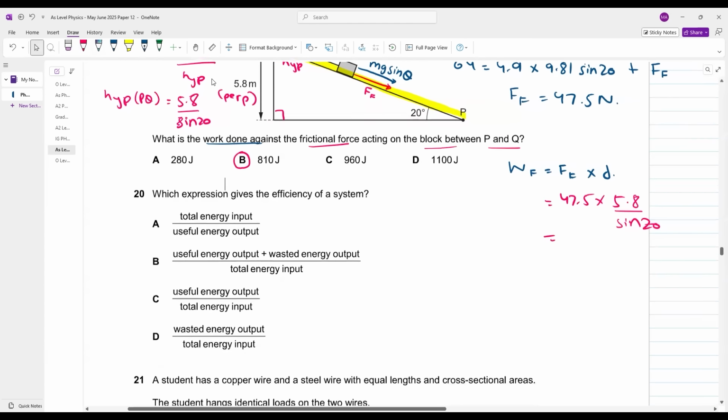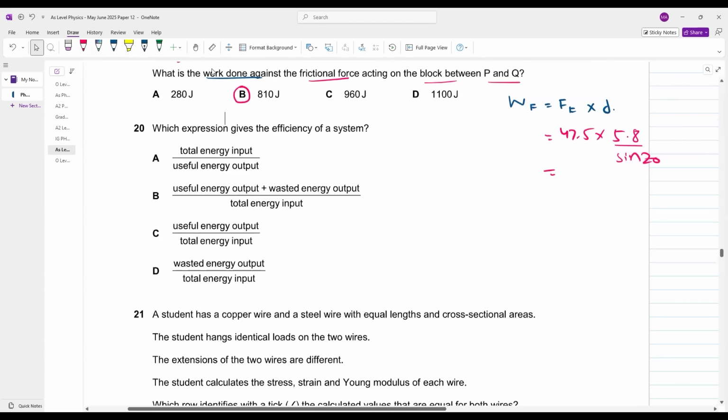Simple. Which expression gives the efficiency of a system? Efficiency of a system निकालना है आपने, किस तरह निकालोगे? Useful energy output divided by the total energy input. C is your answer. Simple.